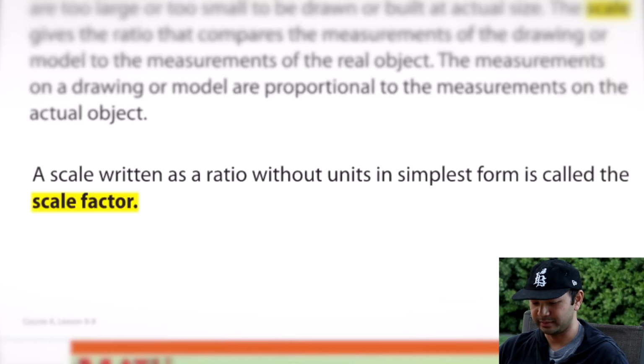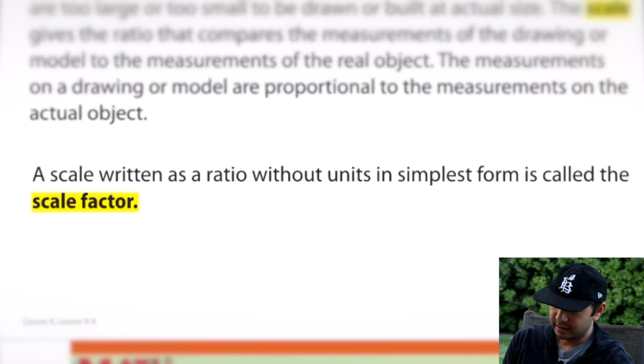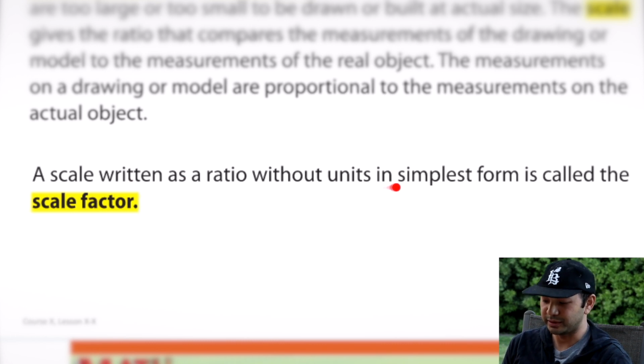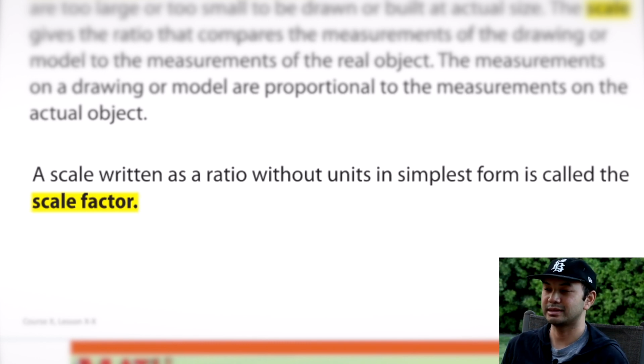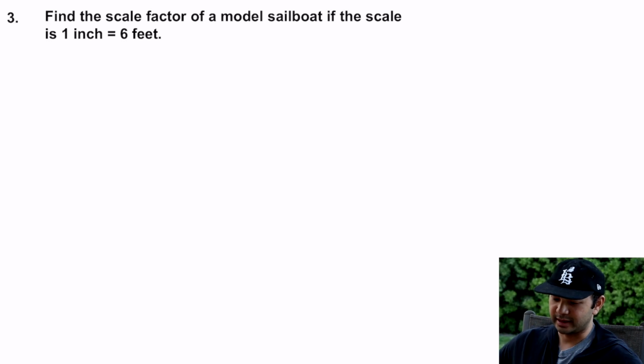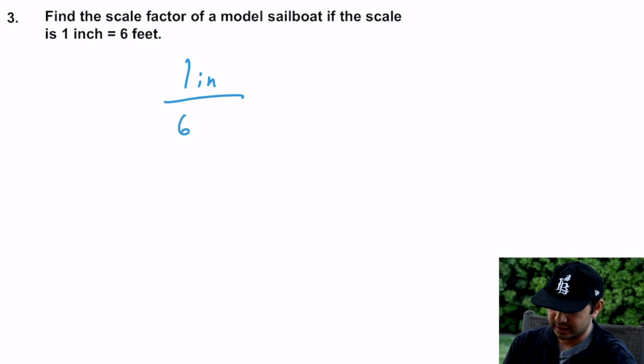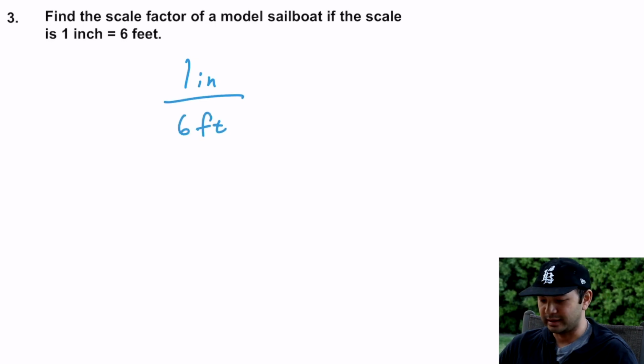Okay, we didn't talk about scale factor, but here, scale factor is a scale written as a ratio without units in simplest form. So that means you're not using units, which means you have to have the same units. Find the scale factor of a model sailboat if the scale is 1 inch to 6 feet. So scale factor would just be, you take the scale, which is 1 inch to 6 feet, and it has to be in the same units. So that means both of them either have to be inches or they have to be feet. So whichever way you want to do it.